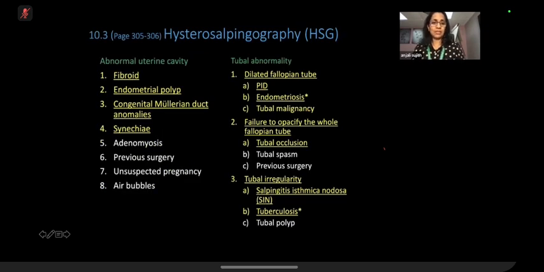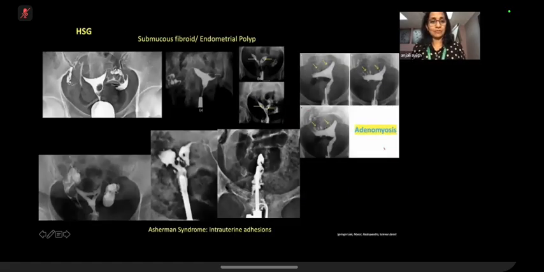So just for completion's sake, this Chapman has given a lot of differential for abnormal filling defects on hysterosalpingography. So I've just collated a few images from online resources just so that you're familiar with them. These are filling defects. Submucous fibroid and endometrial polyps appear as filling defects on hysterosalpingogram. You cannot differentiate them on HSG.